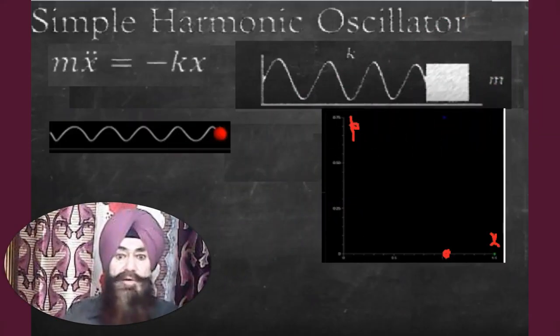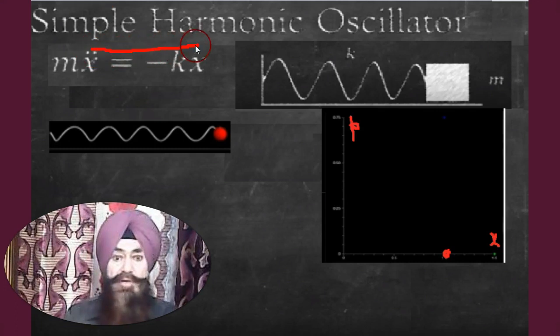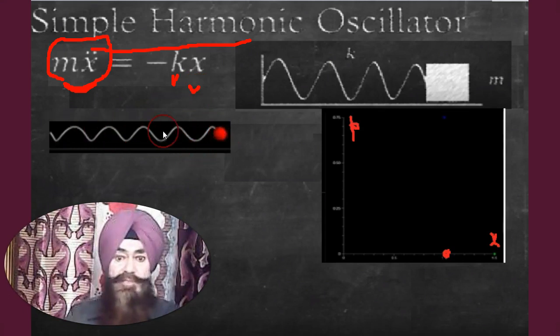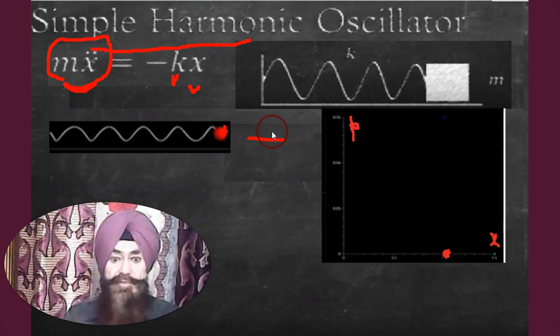Now let us consider a simple harmonic oscillator, m x double dot. x dot means velocity, and x double dot means acceleration. So m x double dot, mass times acceleration, equals the spring constant times the displacement. So let there be some mass with a massless spring, and a mass is attached here. If it is pulled to this side, it will start oscillating like simple harmonic motion.